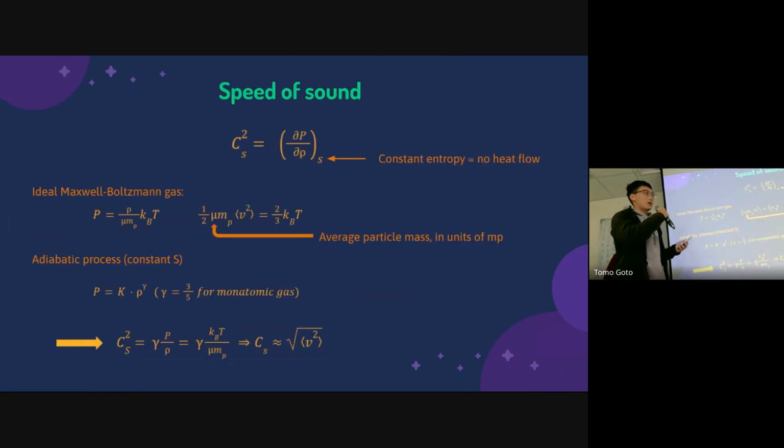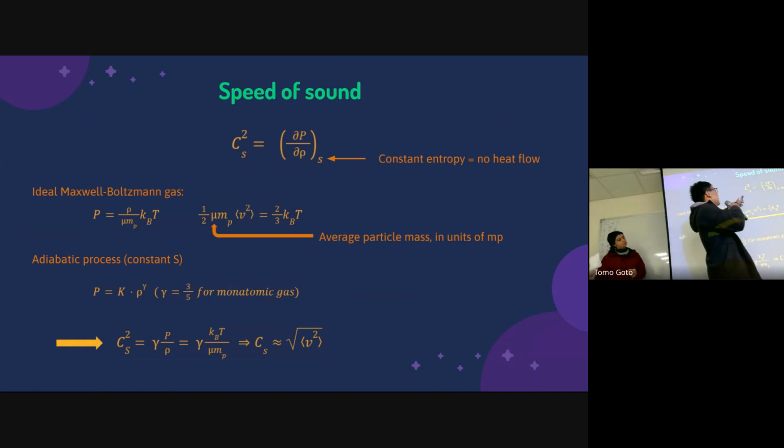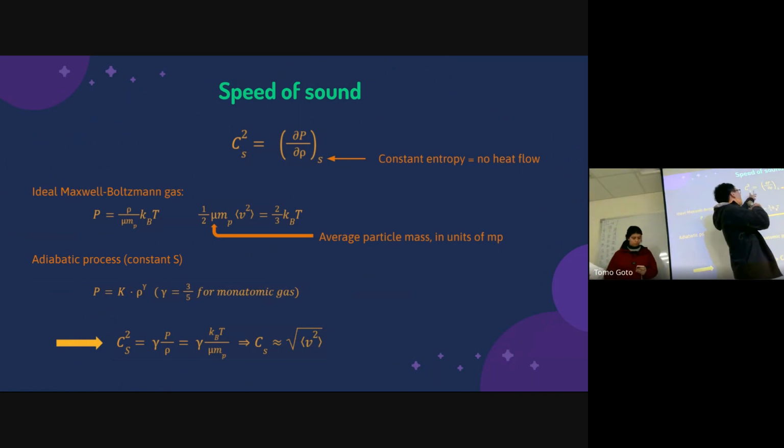So I'm going to talk about what the speed of sound is. We can get the equation from here. The square of the speed of sound is the partial derivative of pressure with respect to density at constant entropy. And constant entropy means no heat flow.